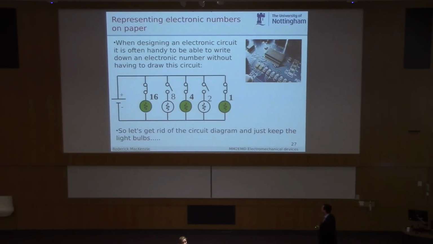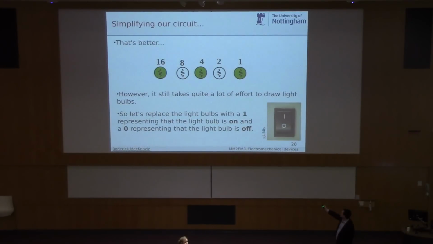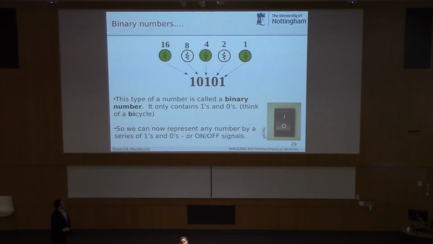So let's get rid of the circuit for a start. Now we've got rid of the circuit, and we're still storing the same information. So we've got a light bulb on, off, on. Now, it's also still quite a lot of effort to draw light bulbs. So what engineers do is instead of drawing light bulbs being on or off, they just write down 1 or 0 to represent the information that's stored. So we've got 1, 0, 1, 0, 0, 1. And this is called a binary number, as 2 people have said. It's called binary because you can think of bicycle. A bicycle has got 2 wheels, and the binary number has only got two types of number, 1 or 0. Okay, so it's a binary number.